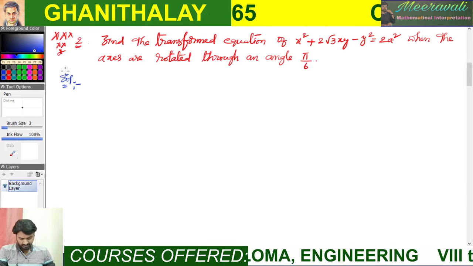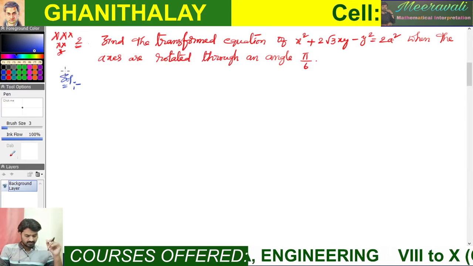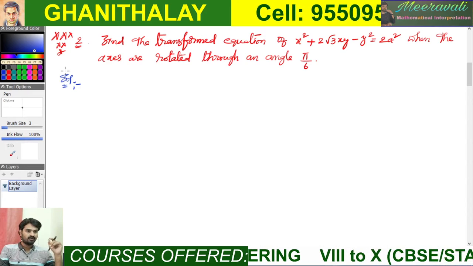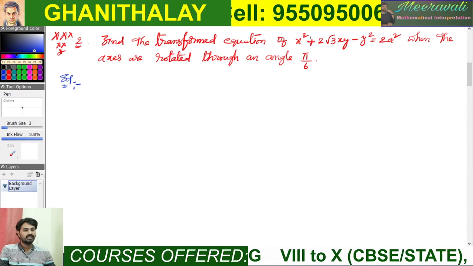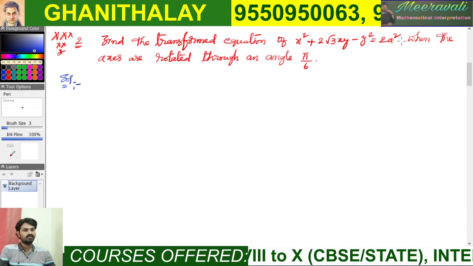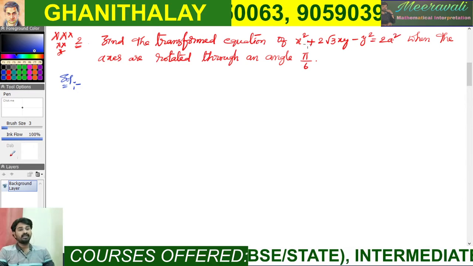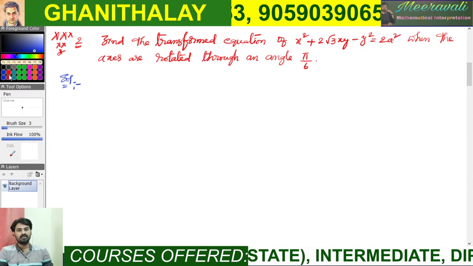Okay students, this is the problem. Find the transformed equation of x square plus 2 root 3 xy minus y square is equal to 2a square when the axes are rotated through an angle pi by 6. This is the problem given.